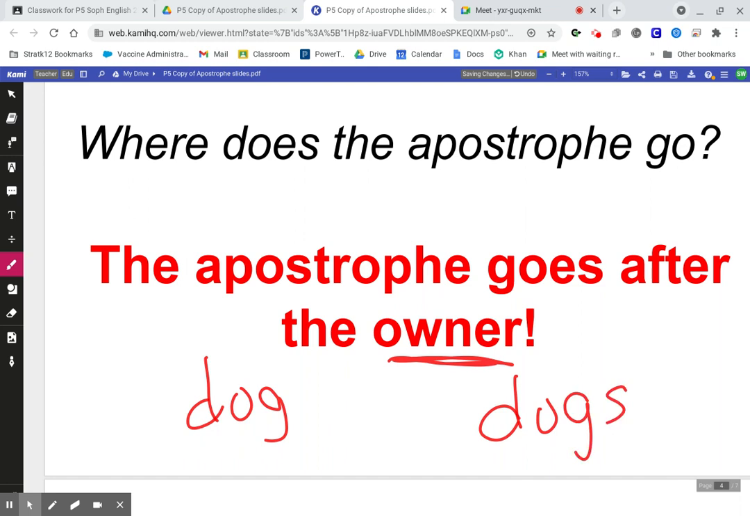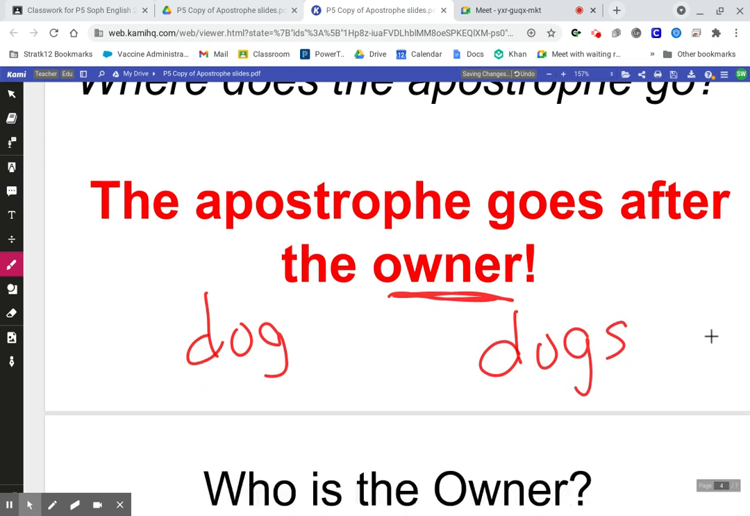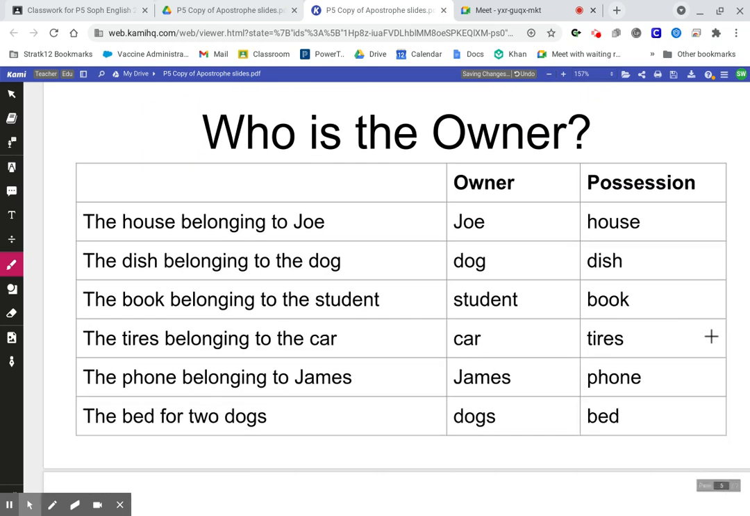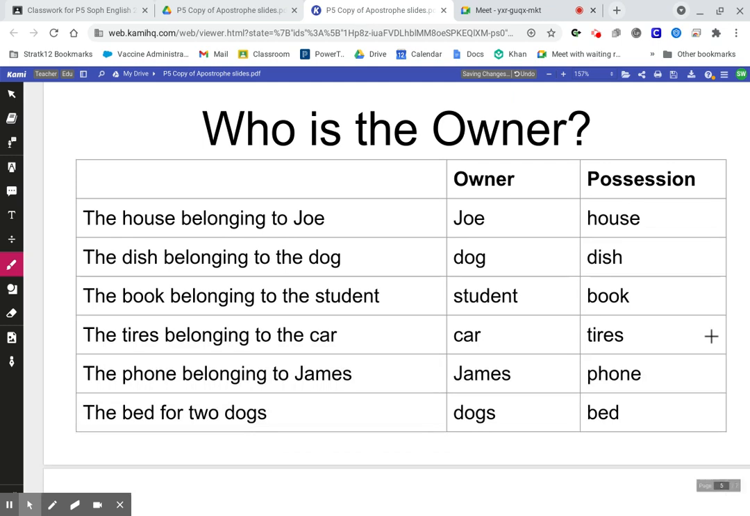Question on that. That apostrophe shows ownership or possession, and it goes after the owner. So who's the owner? The house belongs to Joe. Who's the owner? Joe. The dish belongs to the dog. Who's the owner? The dog. The book belongs to the student. Who's the owner? The student.